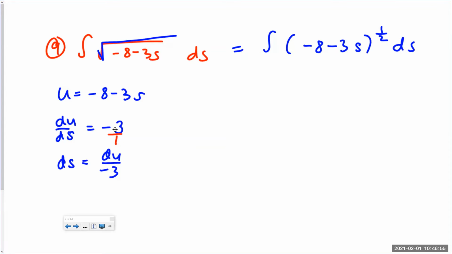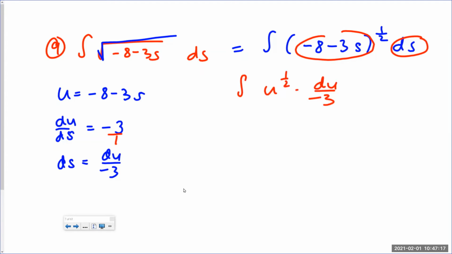I'm going to force this into a fraction on the left. It's a fraction on the right. When you cross multiply, then you solve for dx. Now, when I solve for dx, I'm going to replace two things. Now, remember what two things I replace? My u and my dx, or my ds, all right? If I didn't circle it, I'm not going to replace it. So I have the integral of u raised to the 1/2 times du over negative 3.